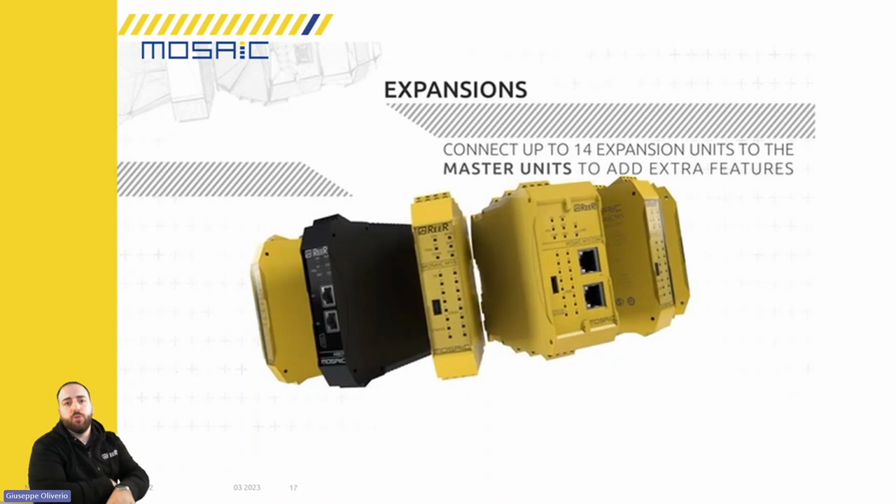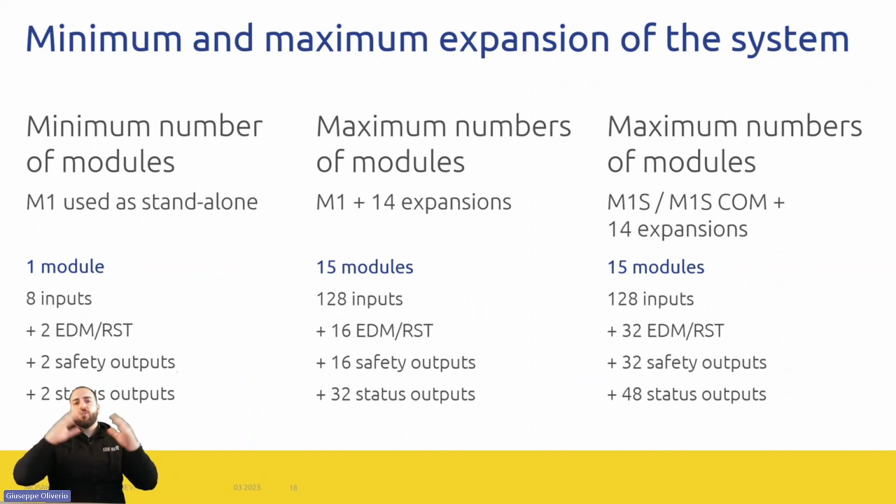So you can connect up to 14 expansions to the master unit. And in terms of numbers, the minimum number of modules is 1, so the main unit can work as a standalone unit. And if you consider the big system, you can manage up to 128 inputs, 32 EDM or reset, 32 OSSD output, plus 48 status. So think about an application like this.